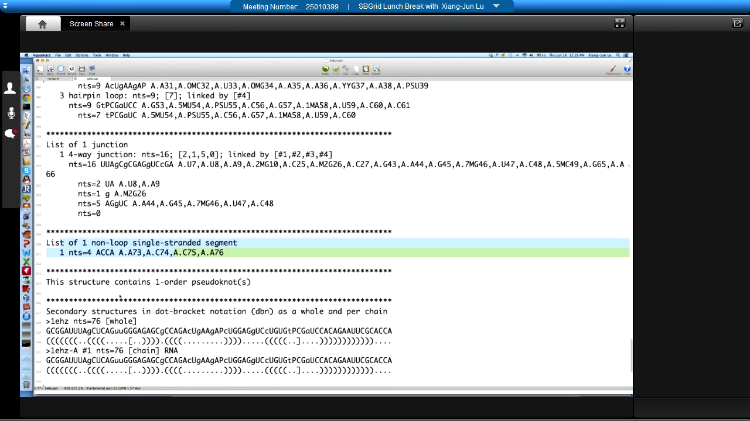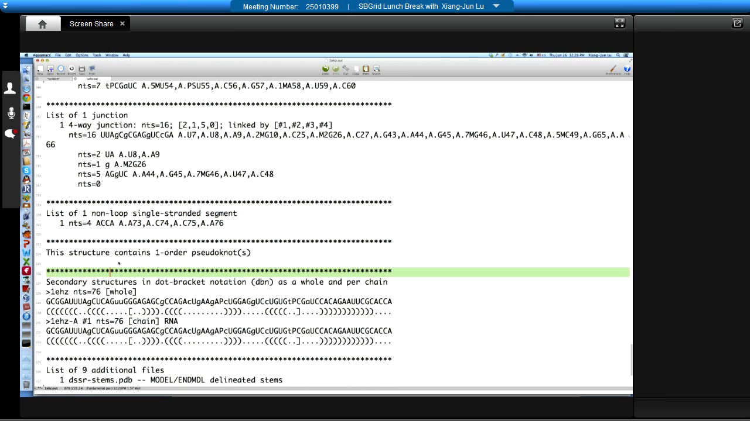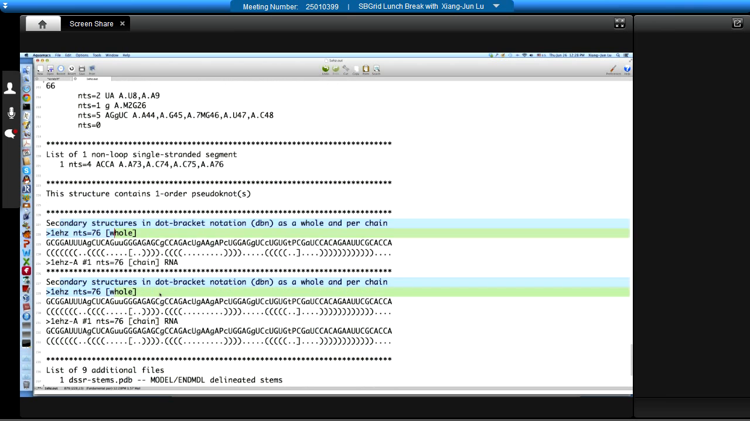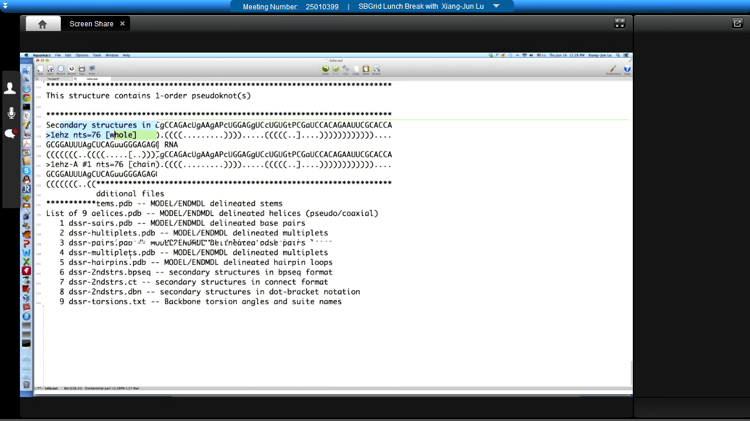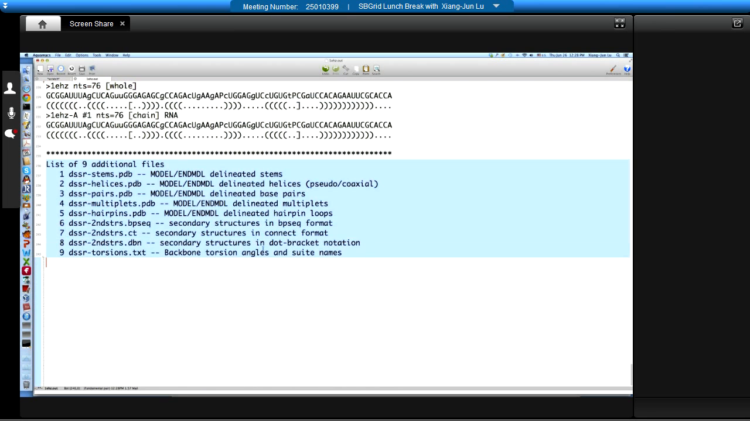And in the end, it just gives you a classification of the structure. It says it has a certain knot of the first order. This is the secondary structure in dot-bracket notation. Note also that each run of DSSR gives you additional output files. This is the stems and the helices, pairs, multiplets, hairpins, and the secondary structure in .bps, CT, DBN format. And you can look at these files separately.